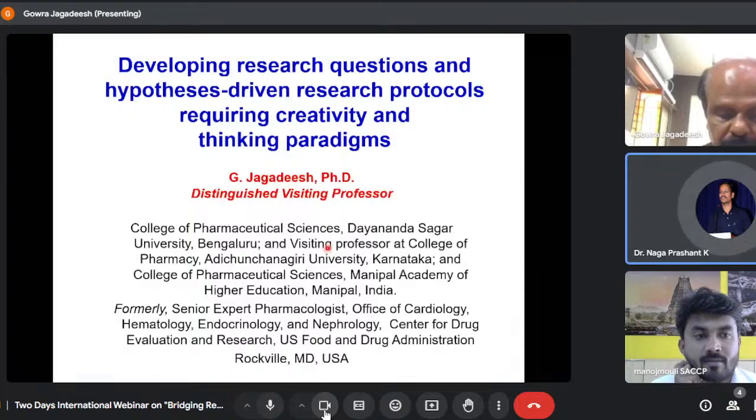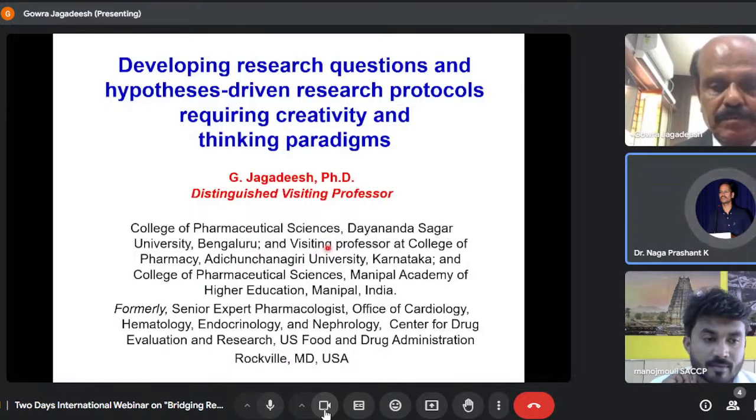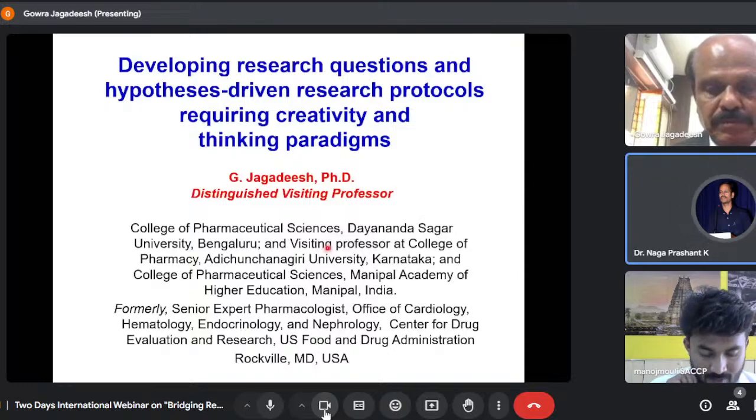Especially, we are going to get guidance from both the speakers, Dr. G. Jagadeesh and Dr. Balakumar Pichai, on how to publish in Q1 journals.